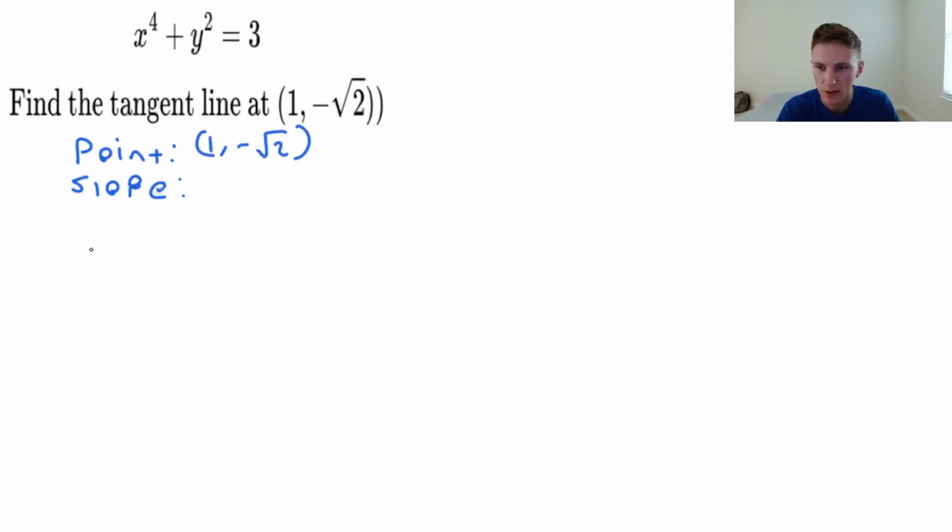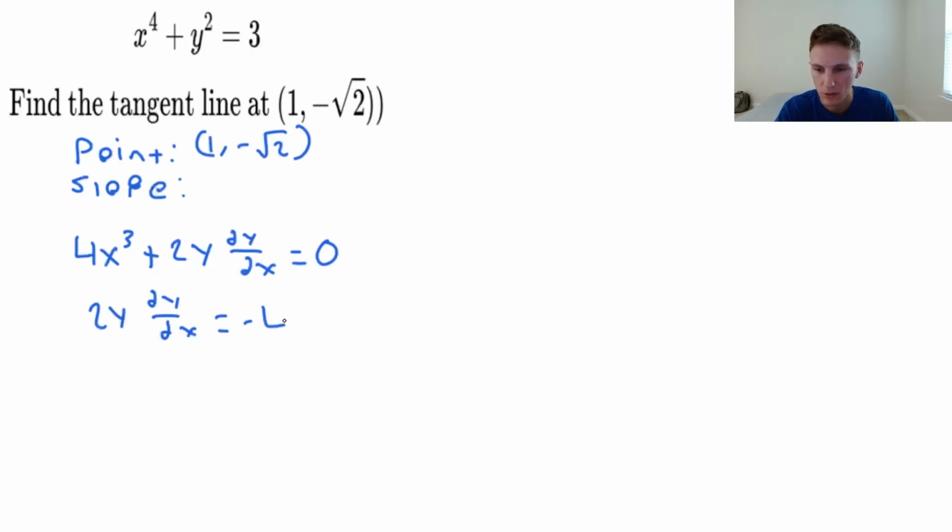We're going to take the derivative just like we did before. So we'll have 4x cubed plus 2y dy/dx equals 0. If you have any questions on how I did that, leave it in the comments below. But I think it's pretty straightforward. Then we're going to subtract the 4x cubed over to the other side. That'll leave us with 2y dy/dx equals negative 4x cubed. Then we're going to divide the 2 out on both sides. So dy/dx equals negative 4x cubed over 2y, which is going to equal negative 2x cubed over y.